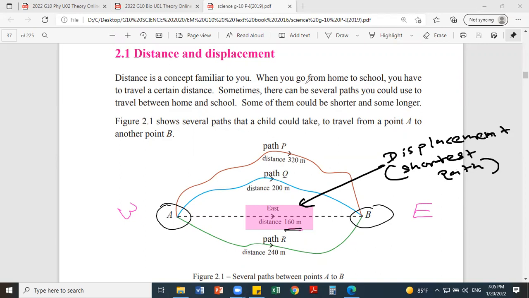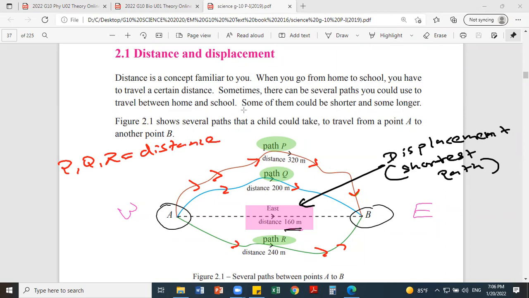But all the others, path P, path Q and path R, what happens? The direction changes. It's going towards the north and again towards east and again towards south. Direction changes with time, up and down and left and right. So there is no definite direction. Even path Q has no definite direction, it goes towards north and again towards south. Path R also has no definite direction. So all these P, Q, R are called distance.